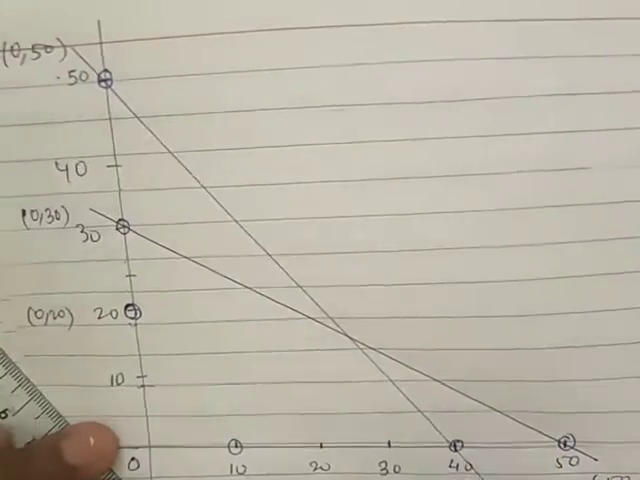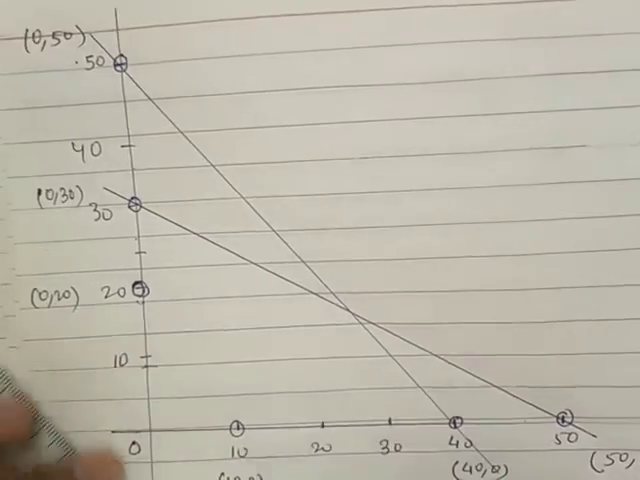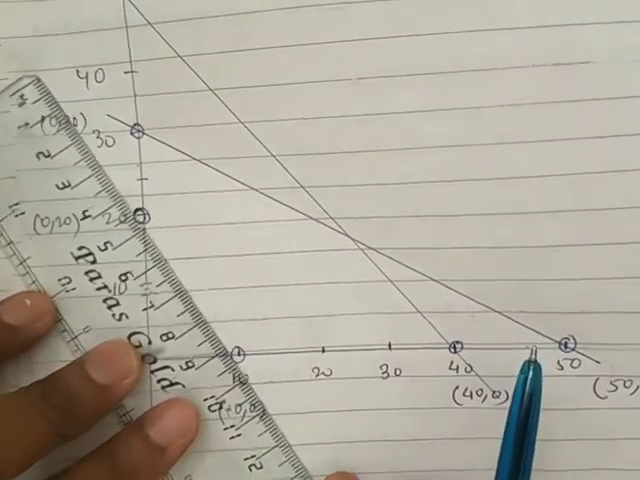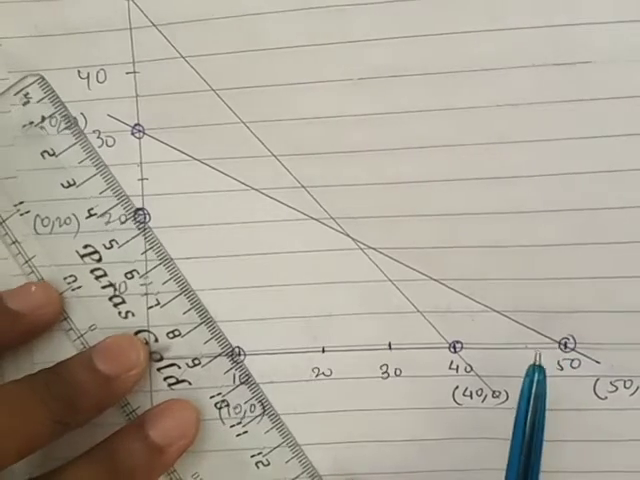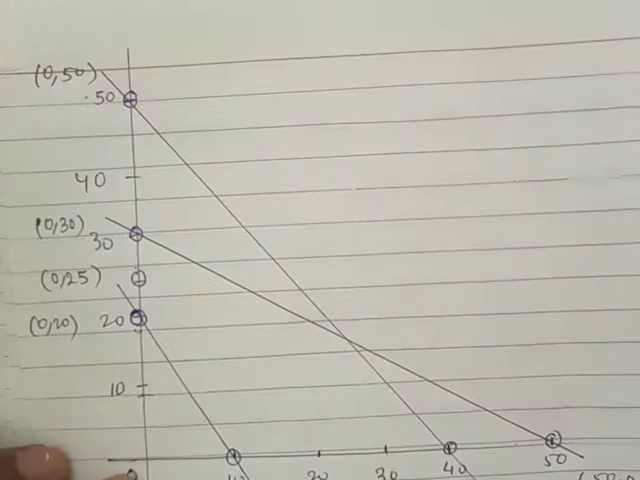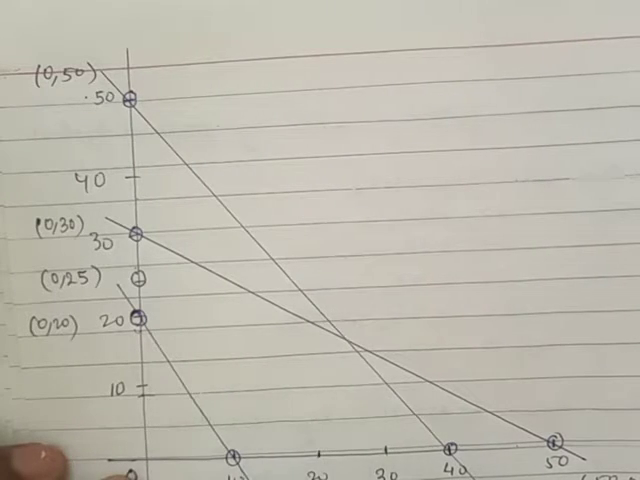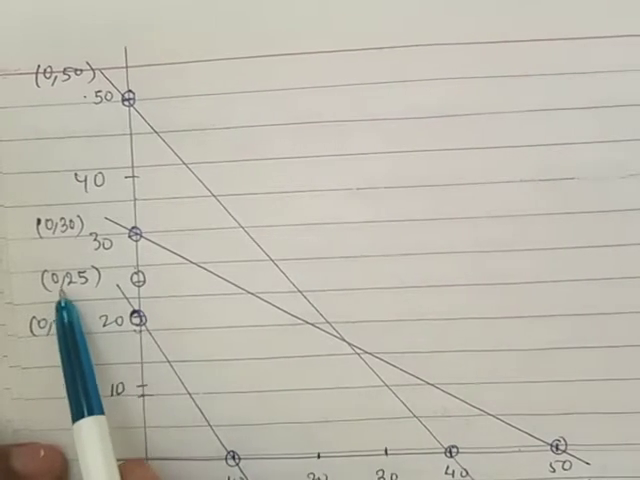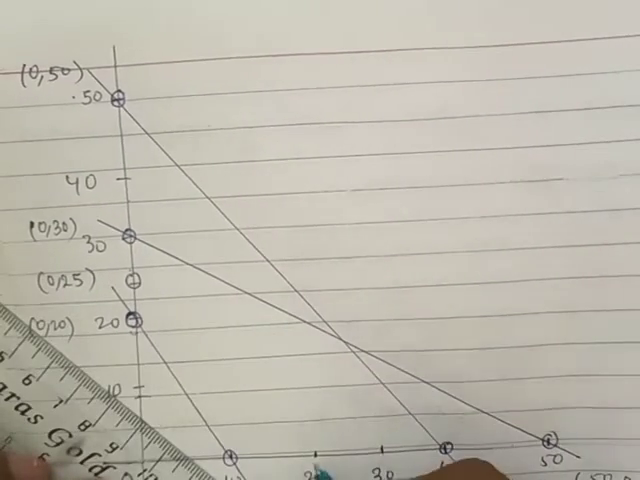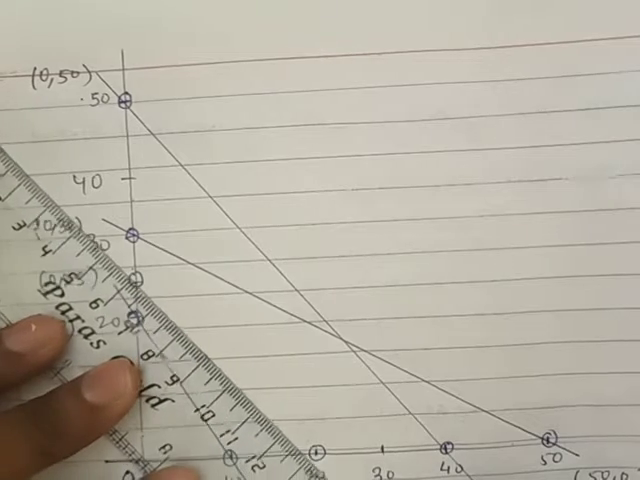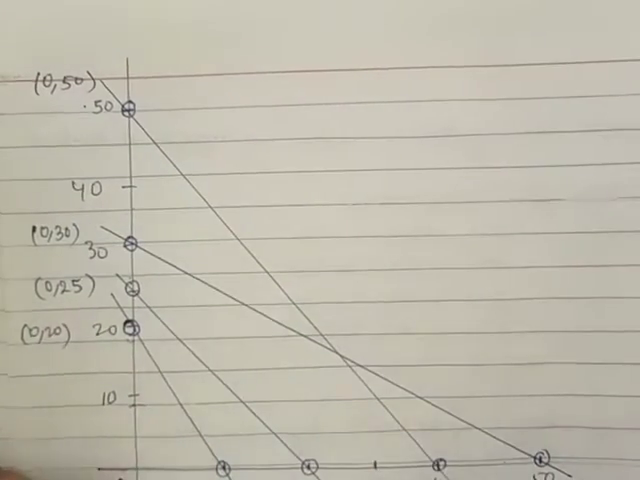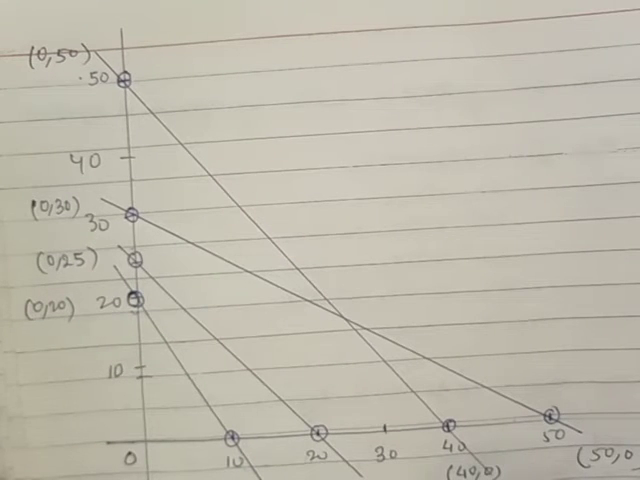Now we will join the third line. The coordinates are 0, 20 and 10, 0. So this is our third line. Now we will join the last straight line. The coordinates are 0, 25 and 20, 0. So this is the point. Now join it. So now we have marked all the four lines.